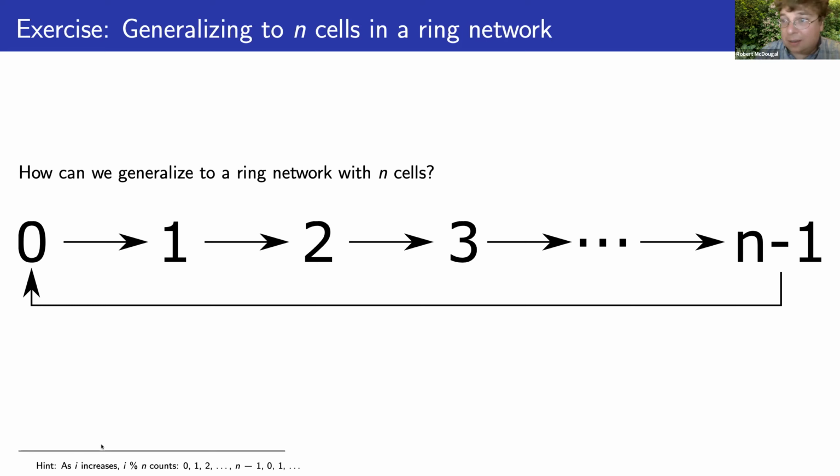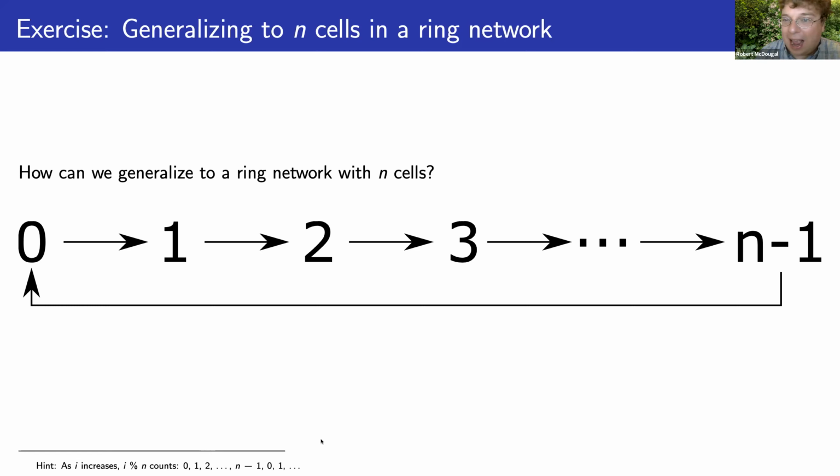And one of the nice things that Python allows is what's known as the modulus operator. As i increases, for example, i mod n is going to go 0, 1, 2, and so on up to n-1, but then back to 0. Modulus is just a fancy name for the remainder after you do division. You could also think of this as clock arithmetic, right? We just wrap around when we're done.